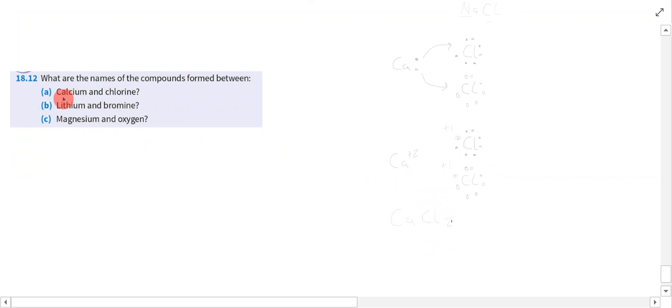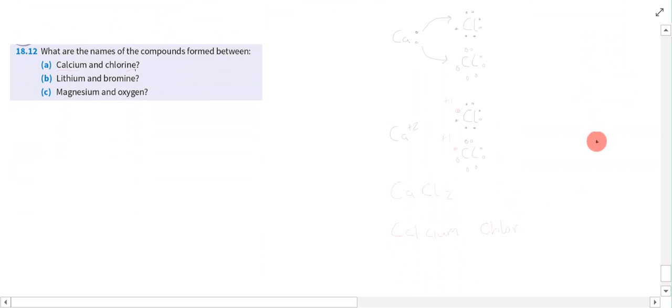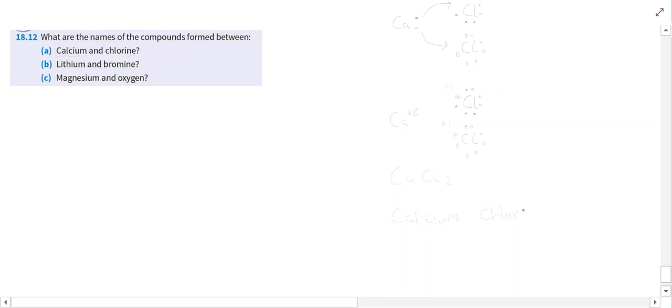The way that we name it, it's going to be called calcium chloride. So remember, you take the metal, which is calcium, so it's going to be calcium chlor, C-H-L-O-R. So you change the ending. Instead of having I-N-E, you're going to have IDE. So it's going to become calcium chloride. So this will be the chemical formula for it, and this is the name.